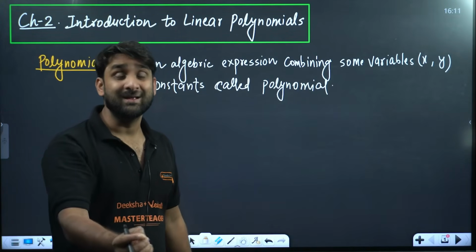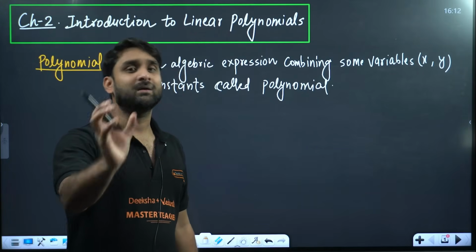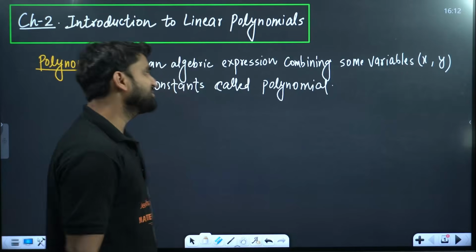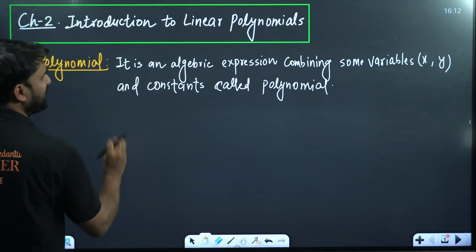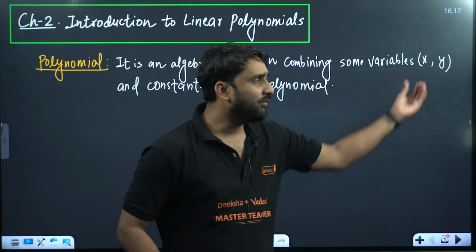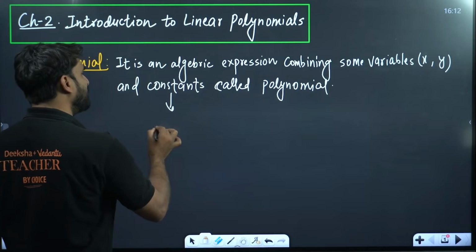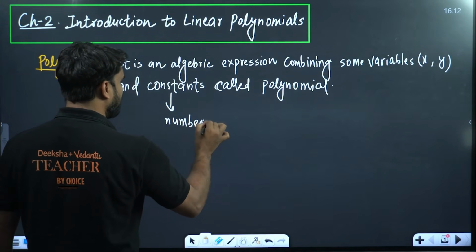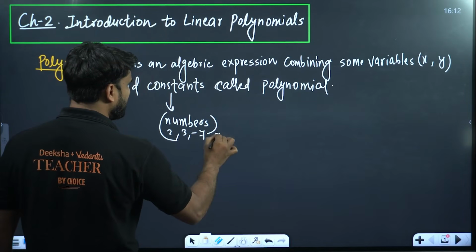So let me give you a realistic situation of how you can construct a form of polynomial in your day-to-day life. Just wait for a while. So first look at the definition. It is an algebraic expression combining some variables, means x and y, and constant means, what is constant? Numbers. The numbers are called constants, like 2, 3, -7, these are called constants.